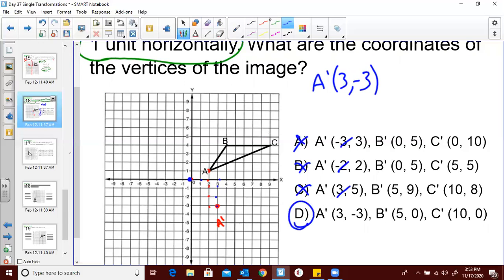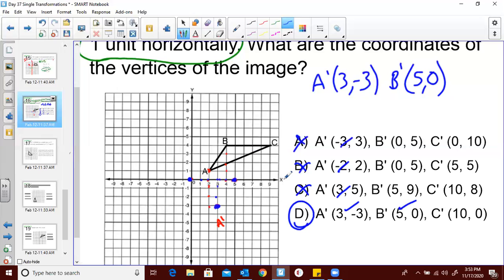I would encourage you, though, to check at least one more point. So if B goes down 1, 2, 3, 4, and then to the right one, you'll see that we have our point here on the x-axis, which would be 1, 2, 3, 4, 5. So B prime would be 5, comma. We don't go up or down because it's on the x, sorry. And you'll see that that checks out. So D is definitely going to be a correct answer.